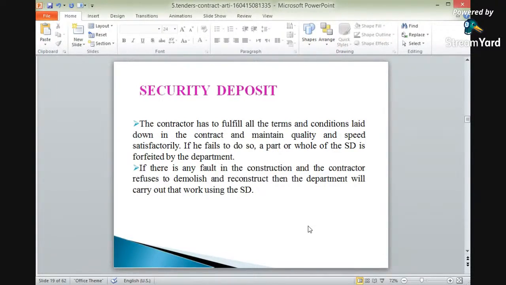Again, this SD can be used if any work has not been constructed in a proper way and is to be demolished or reconstructed, and the contractor refuses to demolish or reconstruct. At that time, the department can use the security deposit for reconstruction, demolition, or maintenance work. They have the authority to use the SD money for demolition and reconstruction.